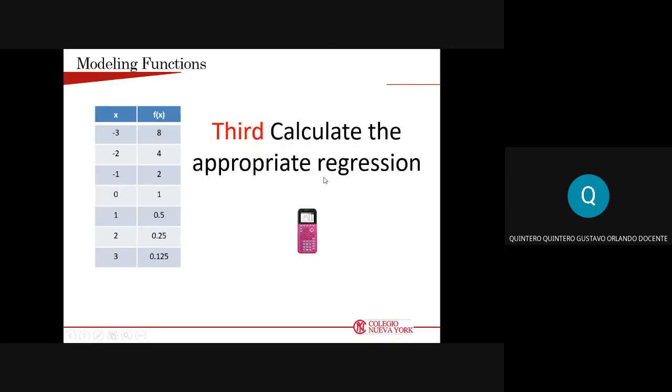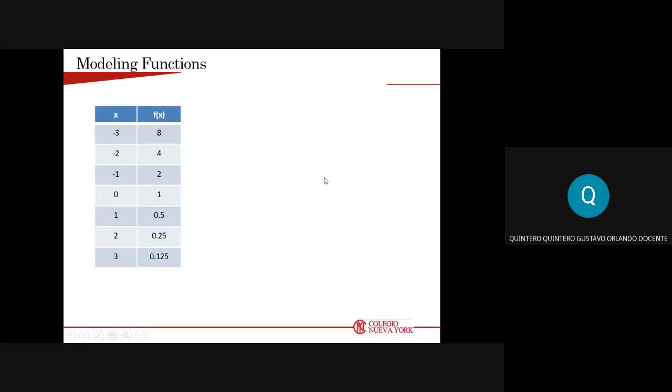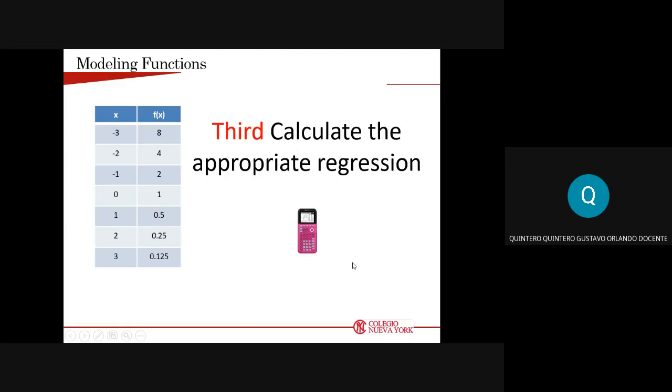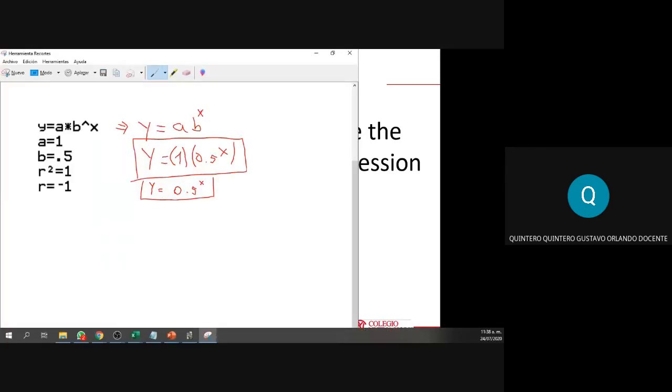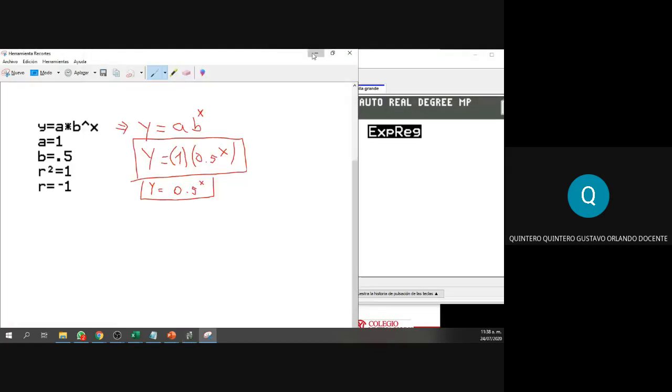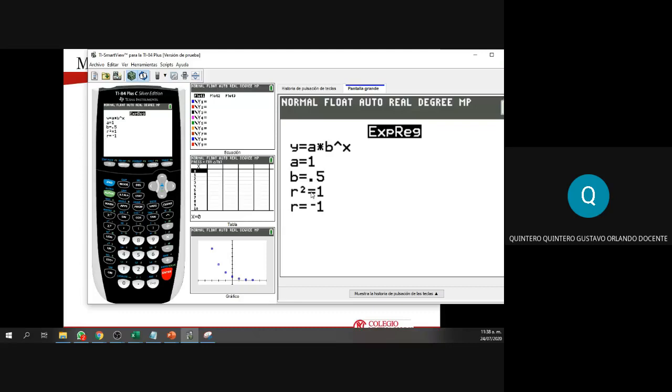Remember, we're modeling the function, right? Modeling a function means finding the function that best fits the data. So the equation, after all of these steps, now we have our function: 0.5 to the X.